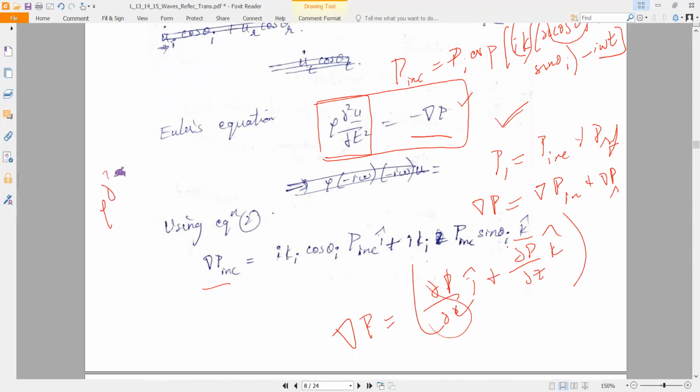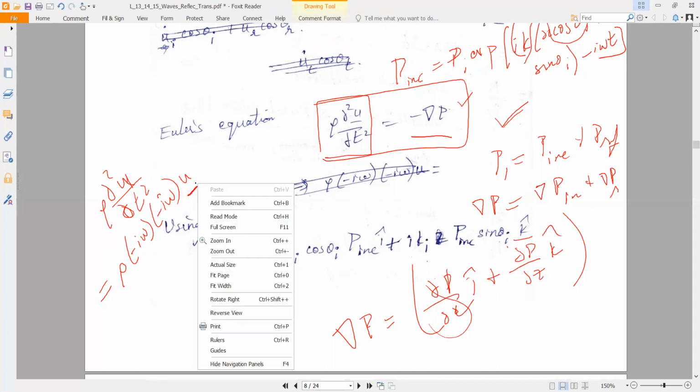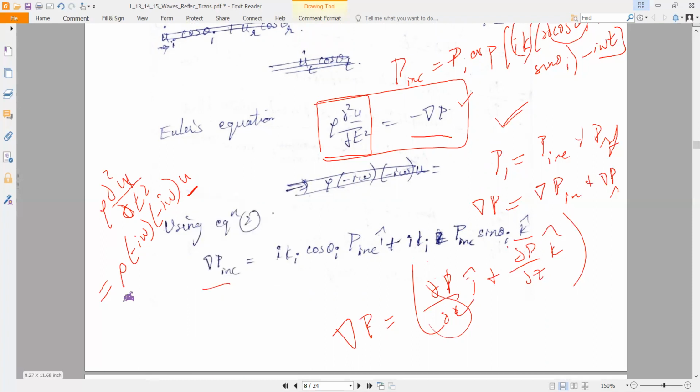What is rho ∂²u/∂t²? For ∂²u/∂t², we know the time dependence is e^(−iωt), which means the partial derivative with respect to time is −iω. We have a second derivative with time, so this is what our rho ∂²u/∂t² term simplifies to: rho ω² u, since minus into minus is plus, and i into i is −1.